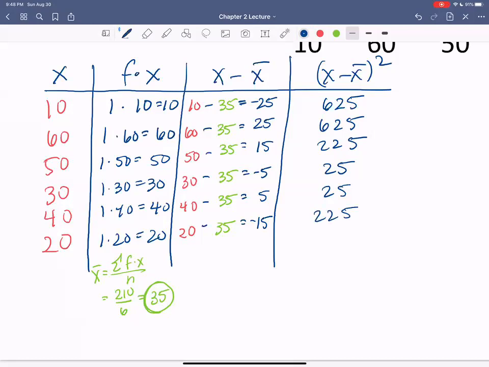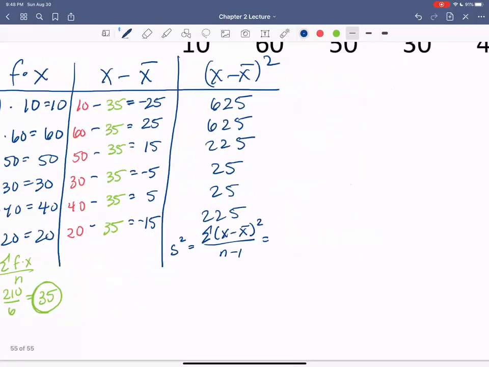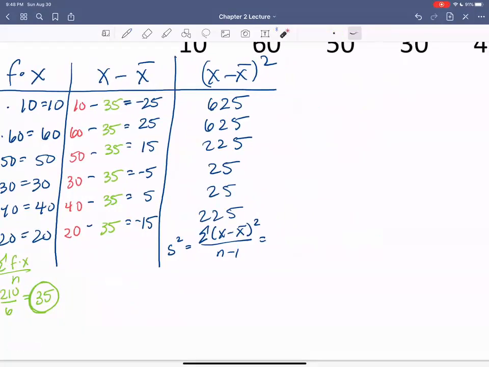Next, you're going to add these up, and this is going to give you your variance. Your variance is the summation of x minus x bar squared all over n minus 1. If I add all of these values up, this gives me 1750. So 1,750 over my n, which is 6 minus 1. So my variance, my s squared, is 350. It's a very large variance, which means that my data is spread out. It's not super close.